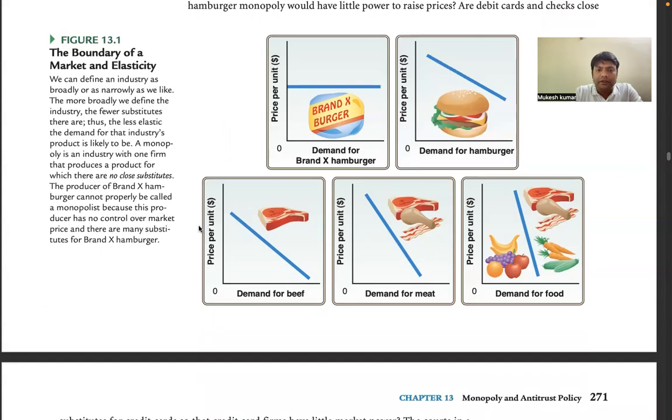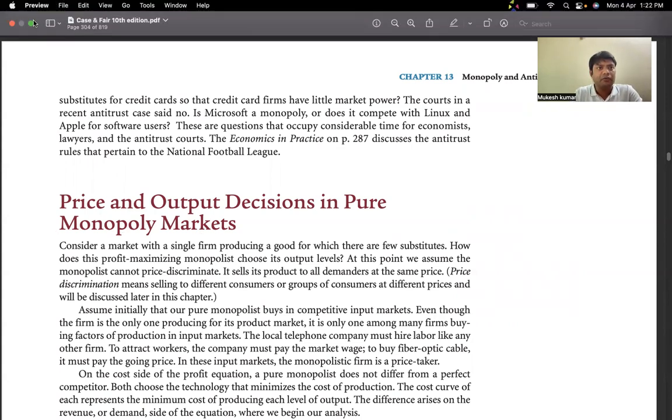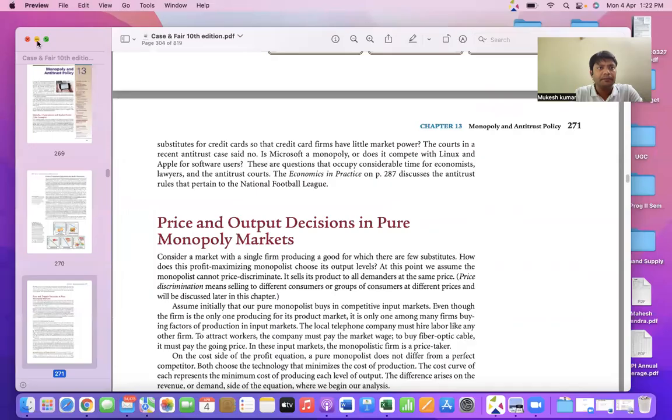So now we are going to see the price and output decision in a pure monopoly market. Here we will see the demand, and basically the marginal revenue, which under the monopoly market is different. So let me say something again here.